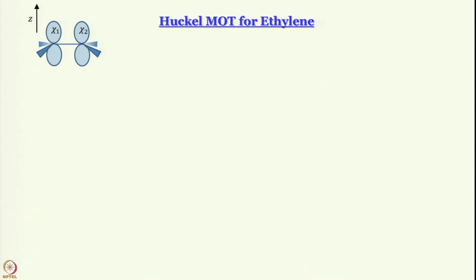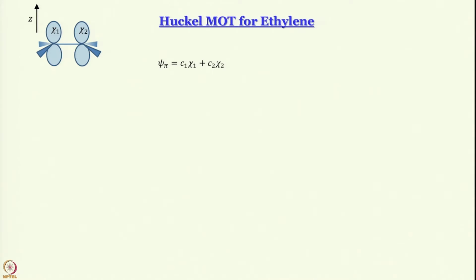Write the MO. How do you write the MO? As a linear combination of the participating atomic orbitals, in this case pz orbitals. So, it is very straightforward. Psi pi is equal to C1 chi1 plus C2 chi2, right. Nothing to explain, it is very simple here. What do I do next?